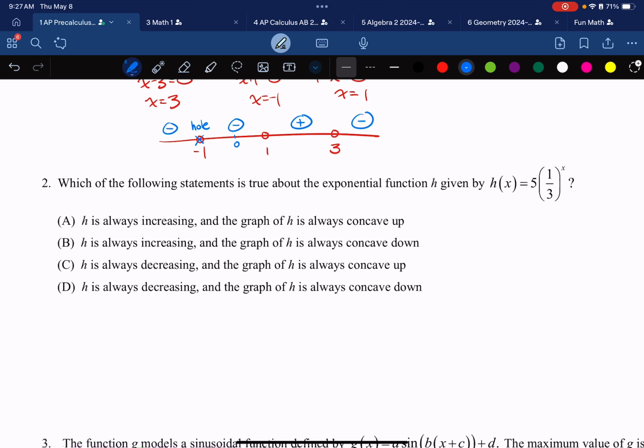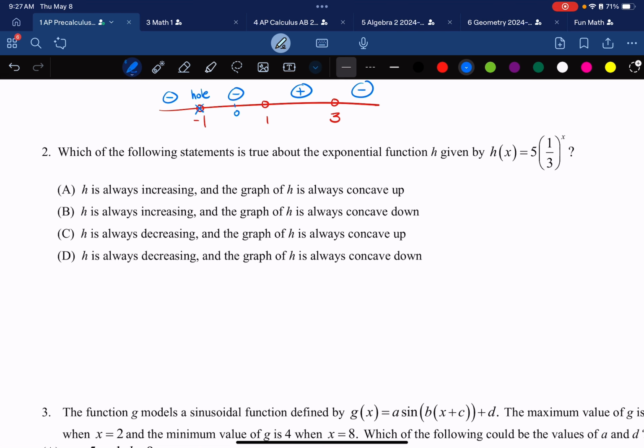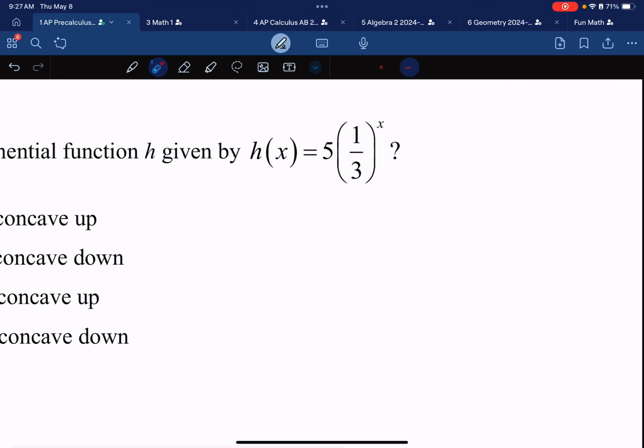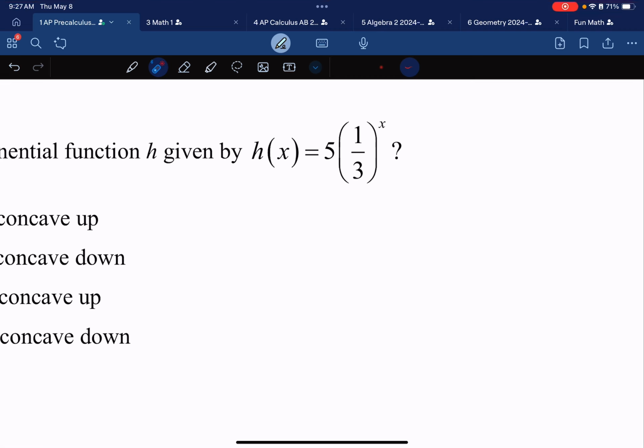Whew, a lot of work. Let's try number 2. Okay, a much easier question. On this one, you basically just need to sketch a graph of this and you're good to go. So there's 2 parts to sketching a graph of an exponential. I know it's exponential because this is a variable in the exponent.